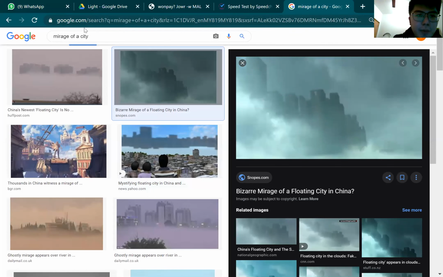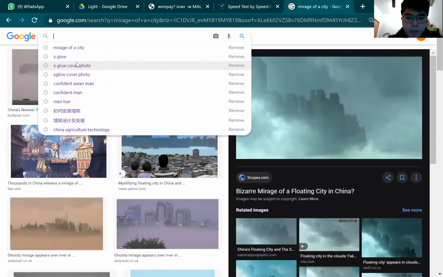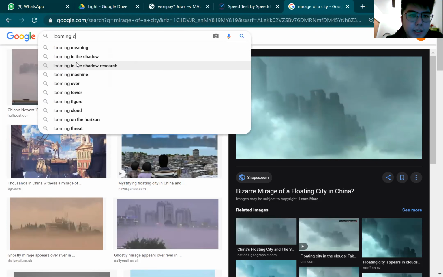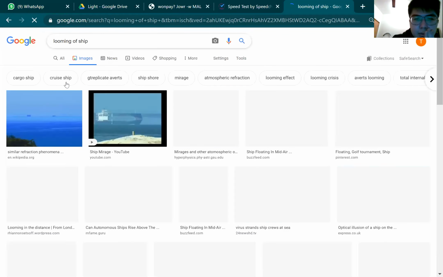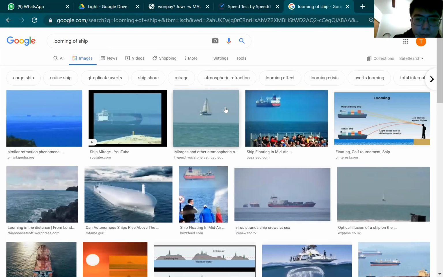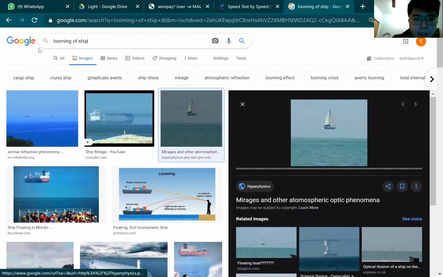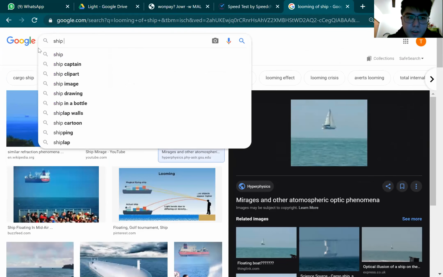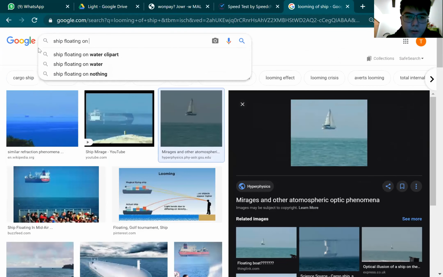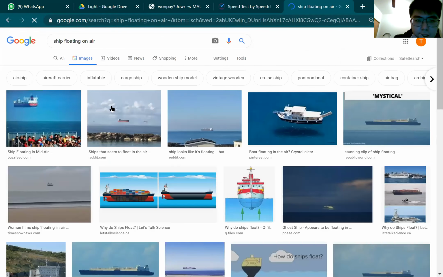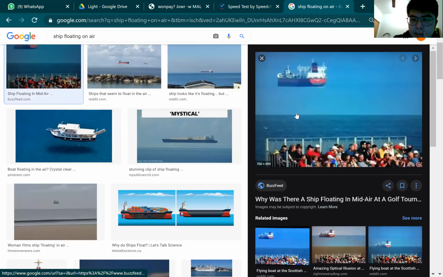Now there is another phenomenon called looming. Looming is almost similar to the mirage. We say looming of a ship, and this one happens at the horizon. Looming is like this one, a floating ship. I think I have a better image. Ship floating here. Yeah, you can do this. I think this is a real picture.